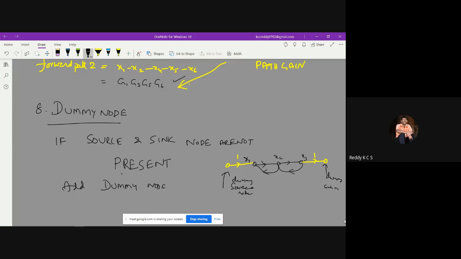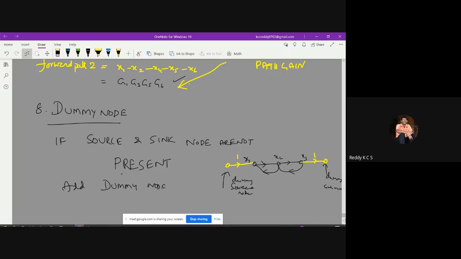With this, it will not affect the overall transfer function, but to represent any signal flow graph, there should be one source node and one sink node. If there is no source node or sink node present in the signal flow graph, we can add these dummy nodes to represent source and sink nodes. That is the advantage.